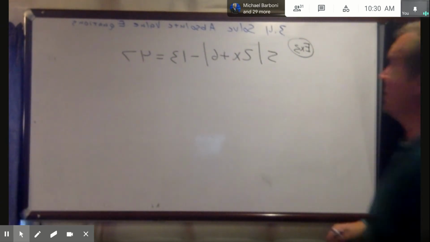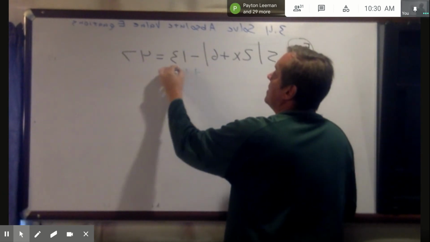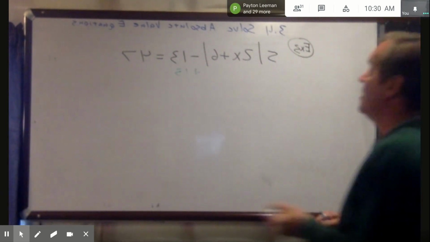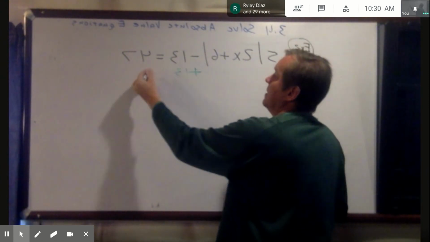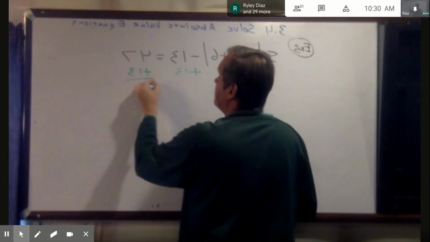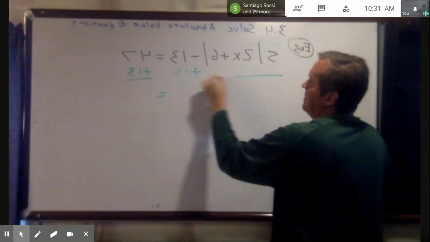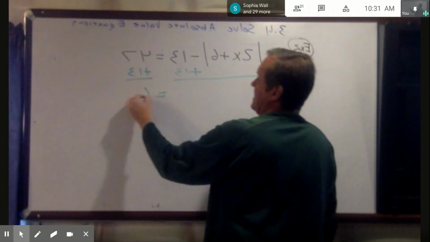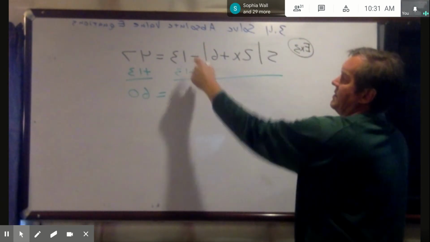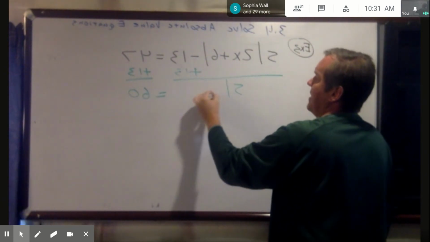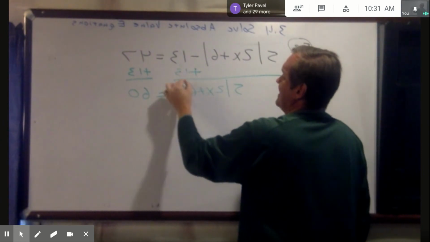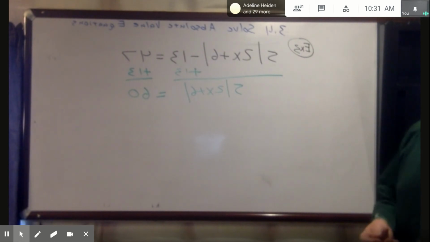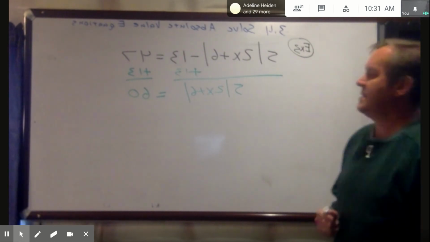I'm going to add 13 here and here. My equal sign comes down. On the right side, 47 plus 13 is 60. The 13's cancel, and I'm going to get 5 times the absolute value of 2x plus 6. And we're one step closer to being able to solve. We're still not there. We're still in the simplifying step.